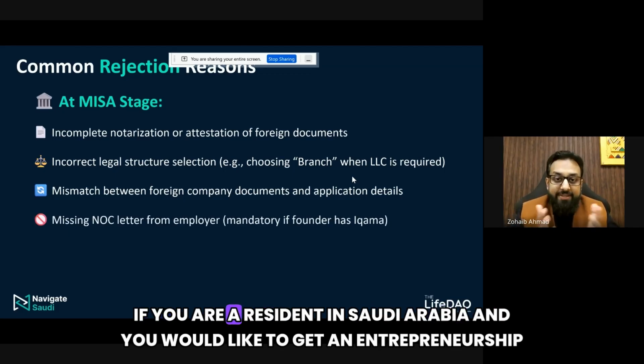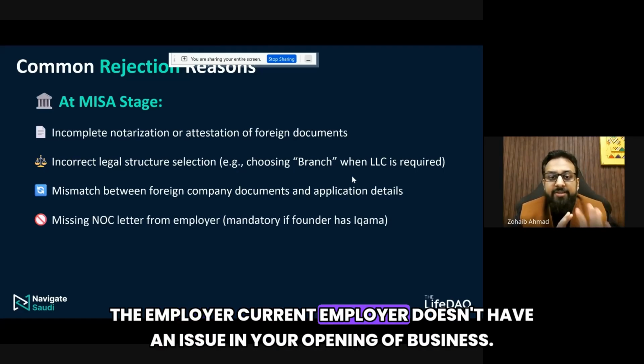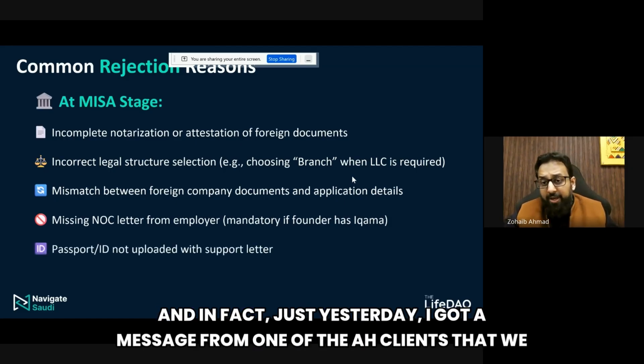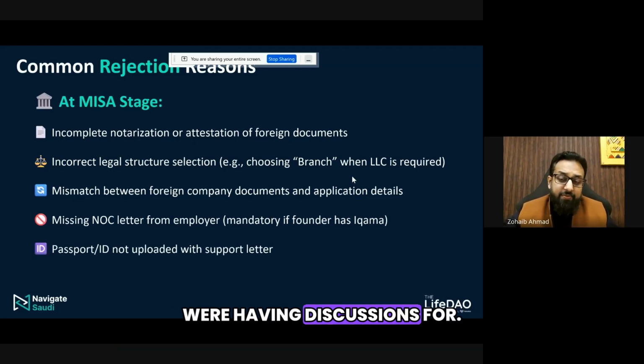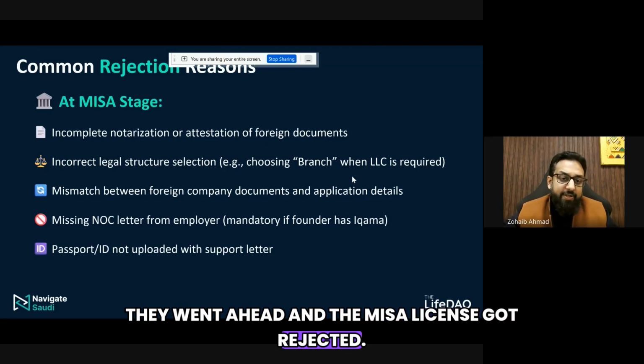And then, yes, this is very important. If you are a resident in Saudi Arabia and you would like to get an entrepreneurship license, it is mandatory for you to get the NOC, no objection letter, which says that the current employer doesn't have an issue in you opening a business. If you don't do that, again, it gets rejected. And in fact, yesterday, I got a message from one of the clients that we were having discussions with. But even before they signed a contract with us, they just wanted to experiment. They went ahead and the visa license got rejected.